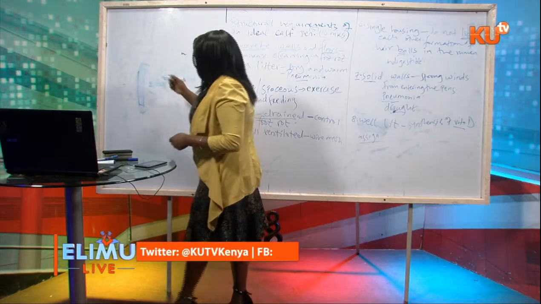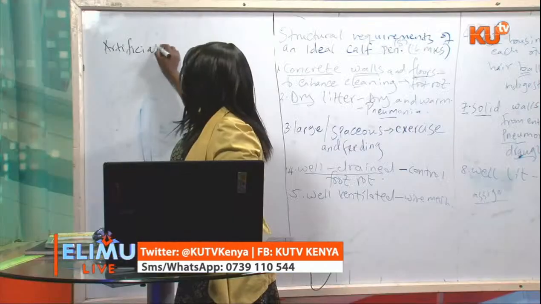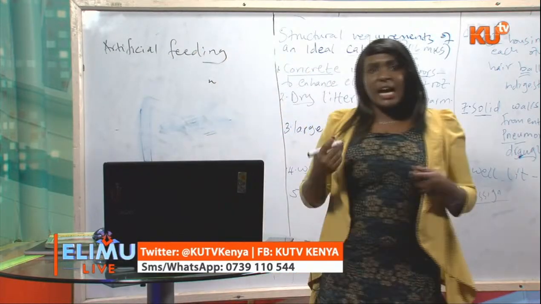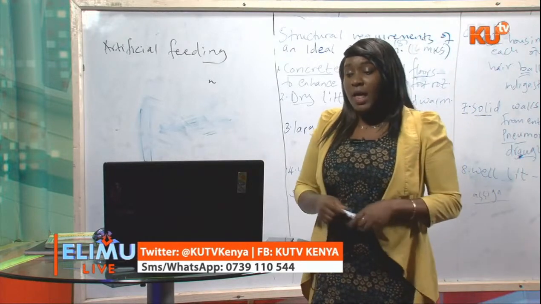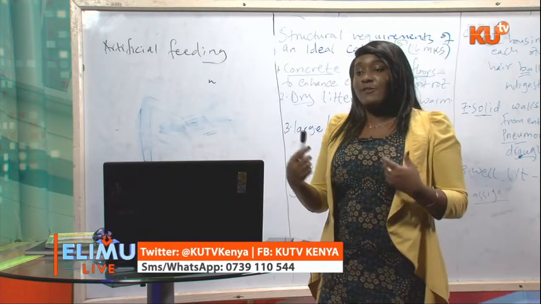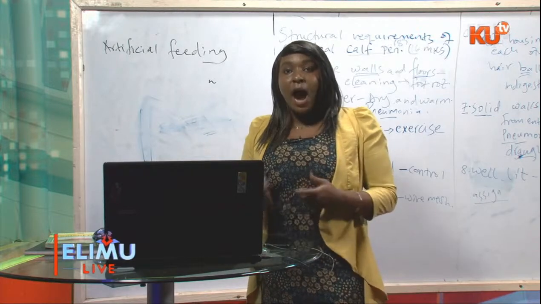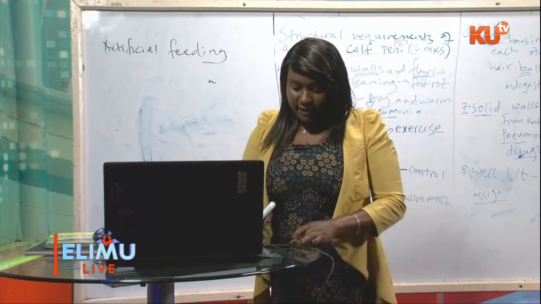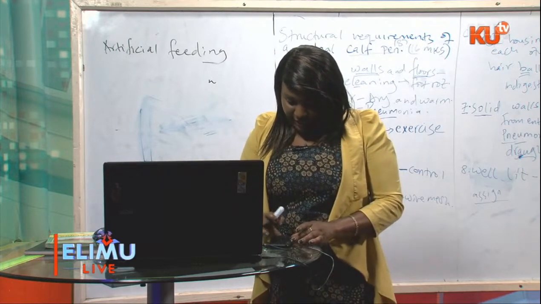We are talking about the artificial feeding. That is feeding from a bucket. Training a calf to feed on a bucket. Artificial feeding. Maybe the cow that gave birth to that calf has died, or maybe you have bought a calf that is very young and still needs to be given milk. How do you as a farmer feed that particular calf? That is what my friend here is asking.